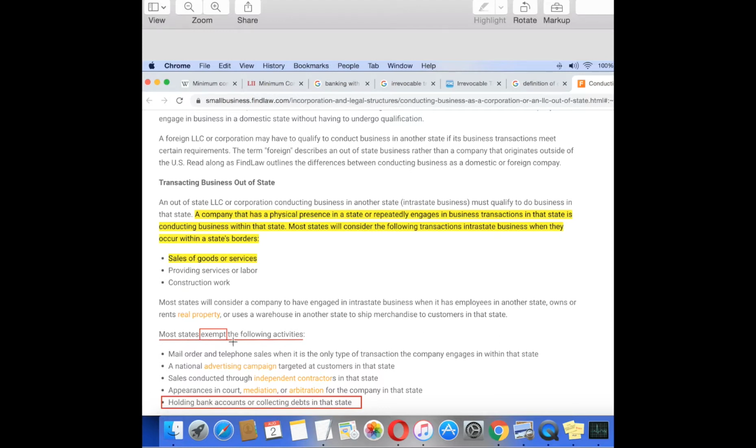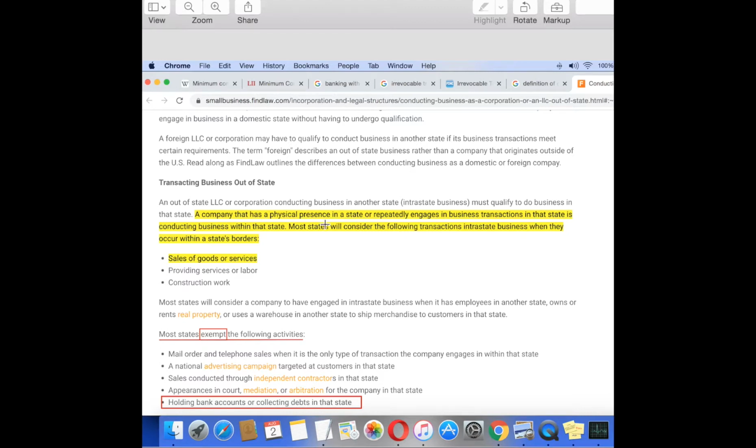Most states exempt the following activities: mail order and telephone sales, a national advertising campaign, sales conducted through independent contractors, appearances in court, holding bank accounts or collecting debts in that state. Right?